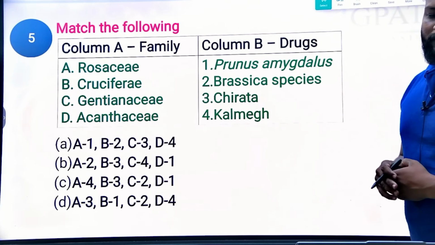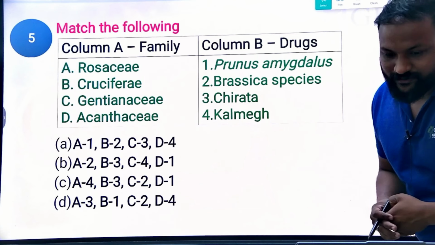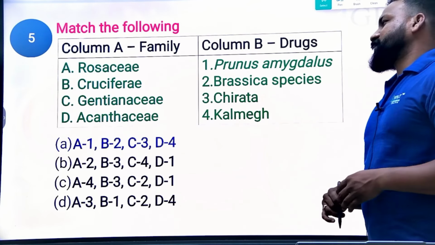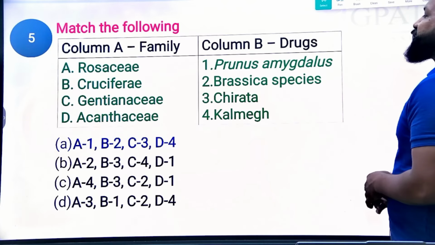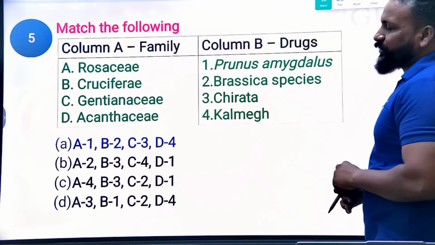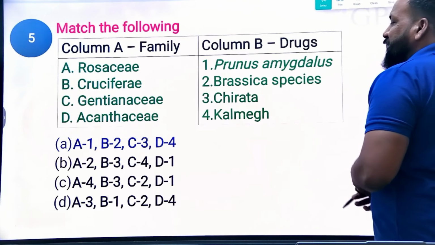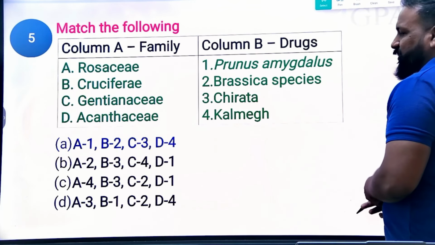What's the right answer? Invest some time on this question. Thereby you get the right answer. Okay. Fine. Yes. So option A is correct. Rosaceae family, Prunus amygdalis, bitter almond. Cruciferaceae, Brassica species. Gentianaceae, Chirata. Acanthaceae, galamec.